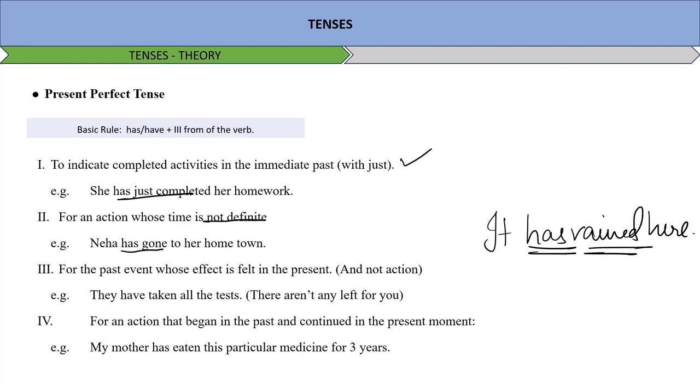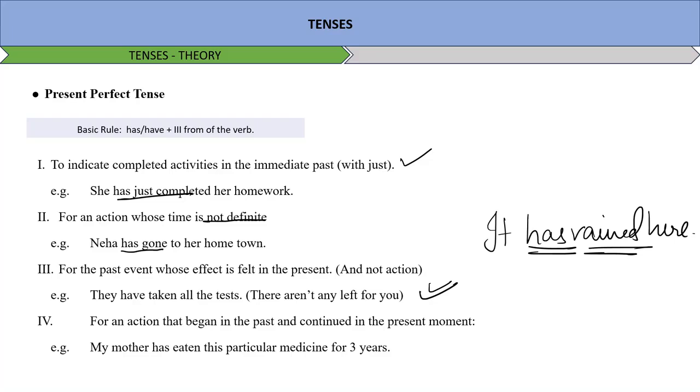It is used for an action that began in the past and continued in the present moment. My mother has eaten this particular medicine for 3 years. It began in the past and even now it has continued till the present moment. Okay, 3 years means a year from now: this year, the previous year, and a year previous to that.